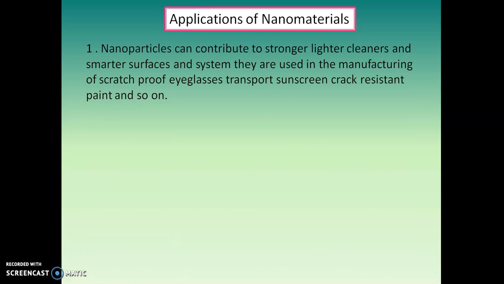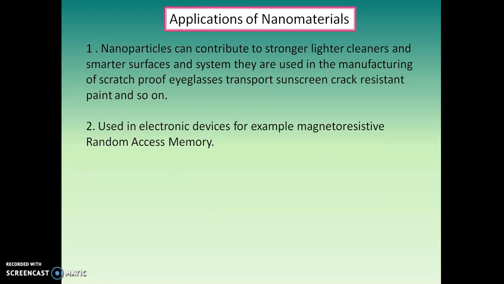Now we see about the applications of nanomaterials. First application is that nanoparticles can contribute to stronger, lighter, cleaner and smarter surfaces and systems. They are used in the manufacturing of scratch-proof eyeglasses, transparent sunscreen, crack-resistant paint and so on.